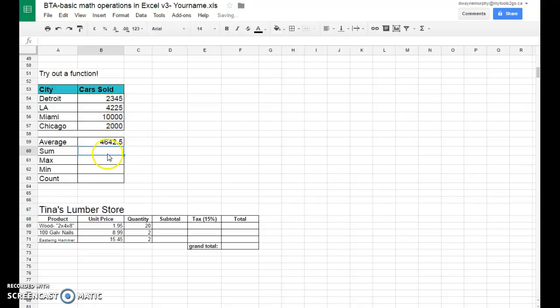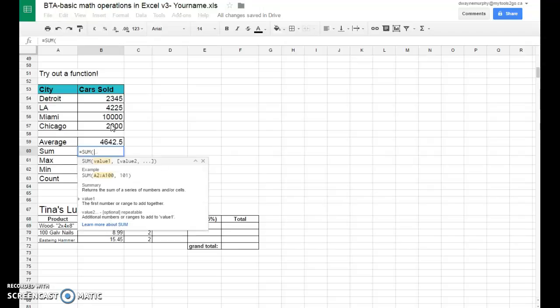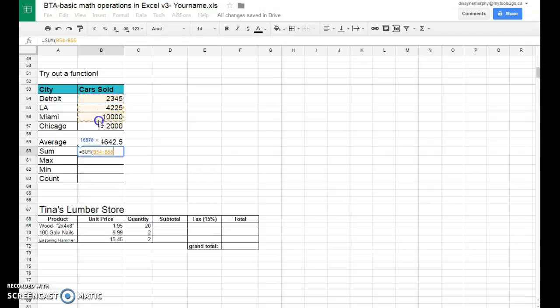Let's hit enter. Okay. Now what if I want the sum of all the cars sold in all 4 of these cities? I could put equals sum, open bracket, and again, I want to highlight the range. I take a nice swath right down the middle. So sum of those four values. Now I could say equals max.